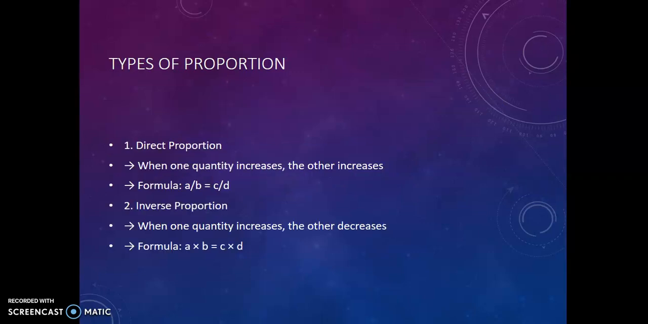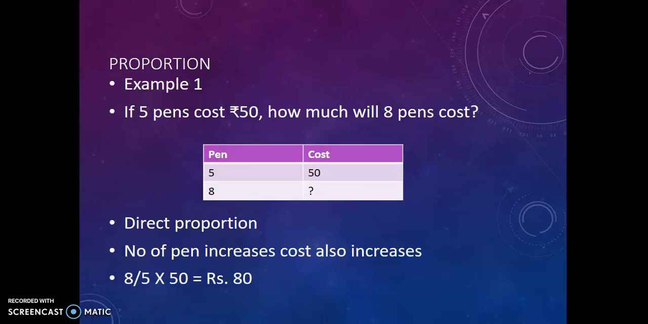Types of proportion. We are having two types of proportion, direct proportion and indirect proportion or inverse proportion. Direct proportion: when one quantity increases, the other also increases. In indirect proportion, when one quantity increases, the other decreases. Here we have some example problems.